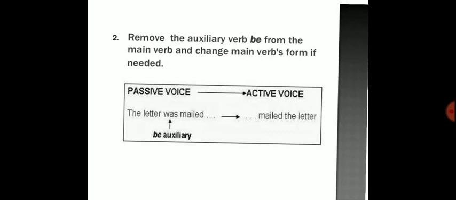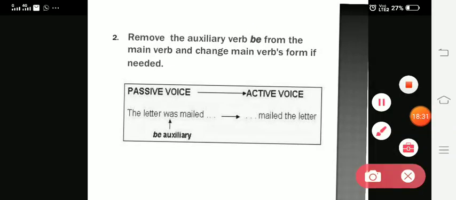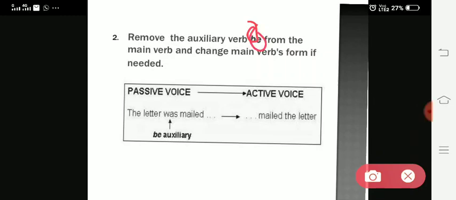Next step, remove the auxiliary verb be from the main verb and change the main verb form if needed. Here, be means the auxiliaries' be forms we have to remove. These are the auxiliary forms: was, were, will be, shall be. Then are, am, is, all these are the to be forms, so we have to cancel these when we convert passive into active. We are not going to use the to be forms in active voice.